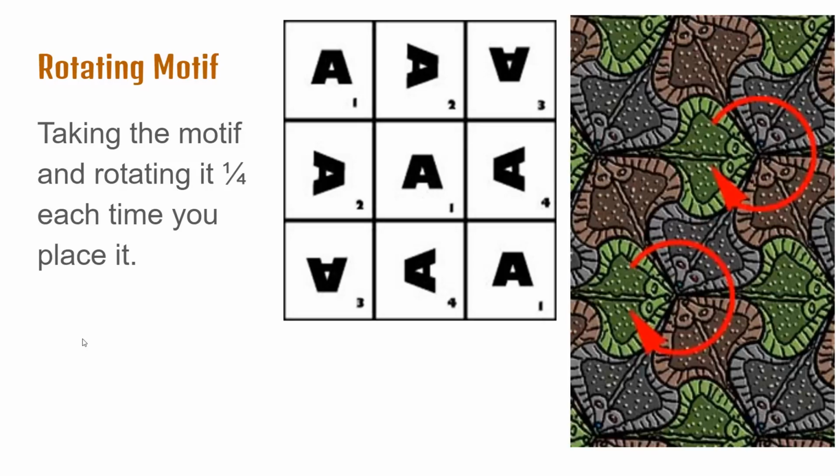A rotating motif starts to get a little complicated now. It's taking your motif and you start with it in a normal face-up position if it has a direction, and then the next time you turn it a quarter, turn it again a quarter, and so on. Okay, so it's taking it and rotating it.